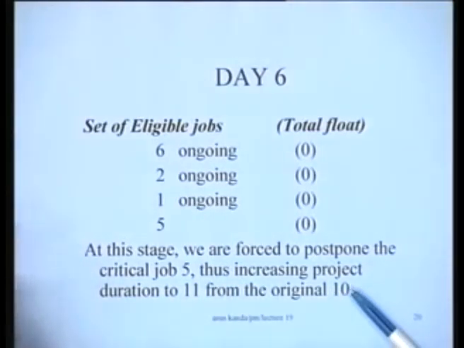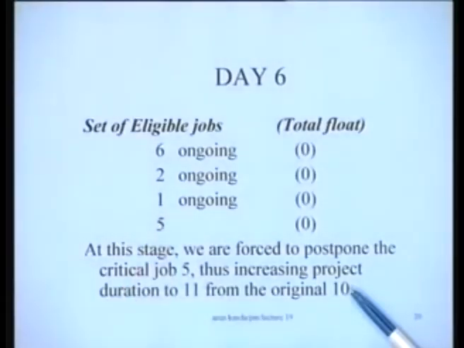So this is what happens whenever we take a decision to postpone a critical job, the project duration increases by 1 day. And that is what happens here on day 6, because we had no other option. So it's because we are now postponing job number 5, which is in fact a critical job, therefore the project duration increases to 11 from the original value of 10.